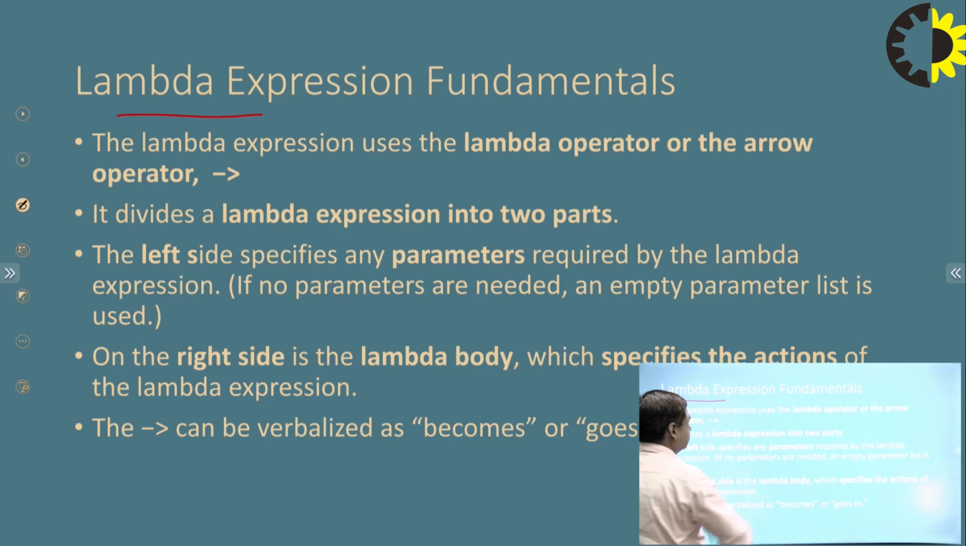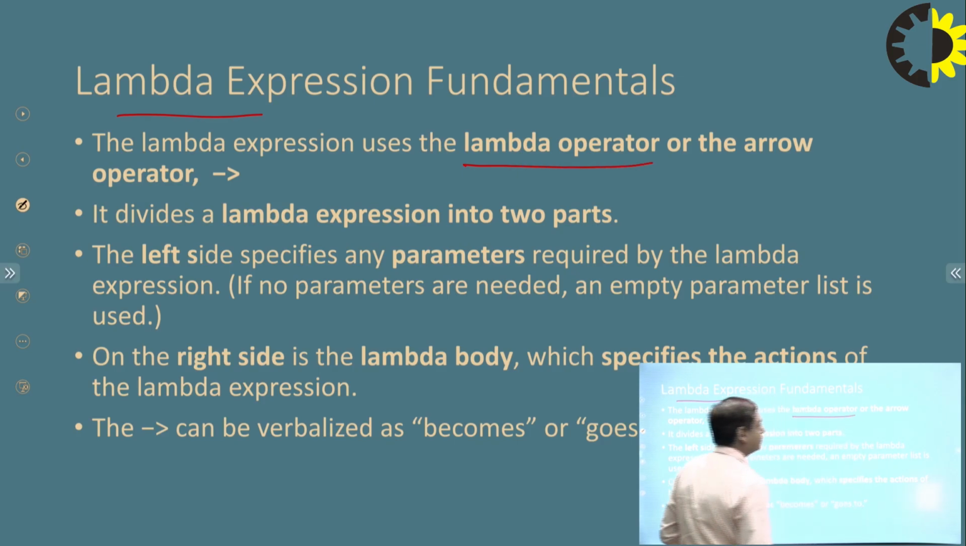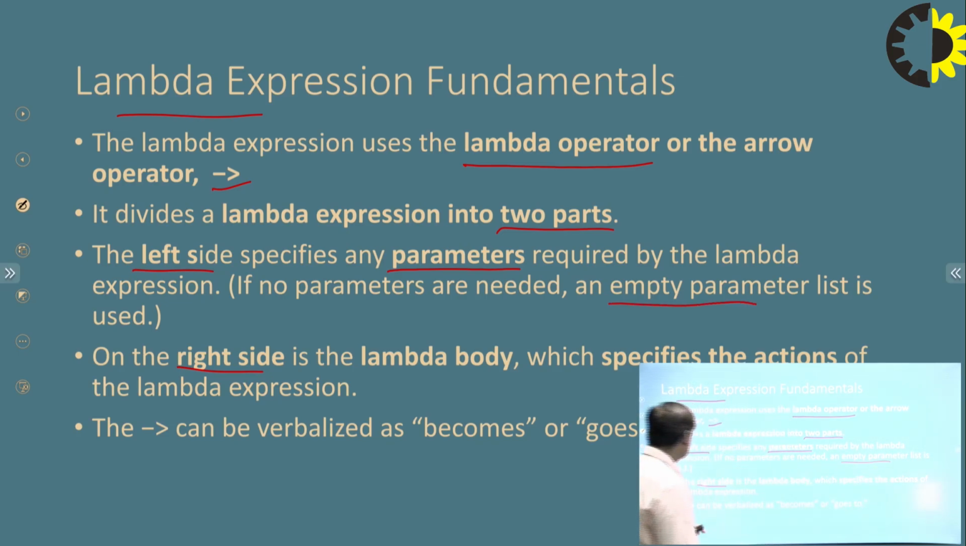How will you write the lambda expression? A lambda expression is written with the help of the lambda operator, which is also called the arrow operator. The arrow operator is divided into two parts, the left side and the right side. On the left side we can give any parameter required by the lambda expression. If no parameter is needed, an empty parameter list is used, that is, we just use the parentheses. The right side is the lambda body, which specifies the action needed in the lambda expression.